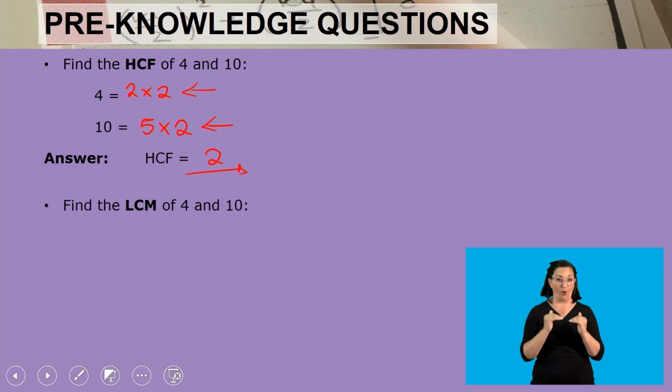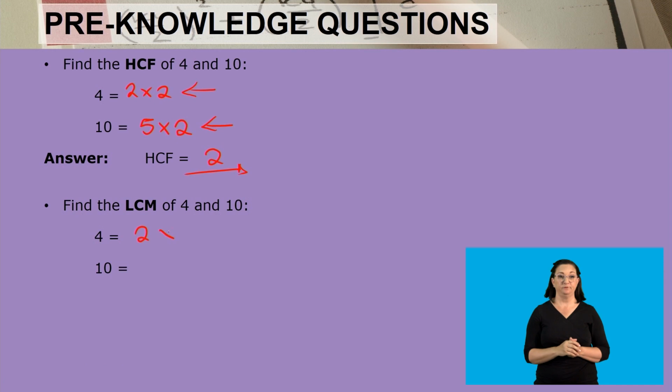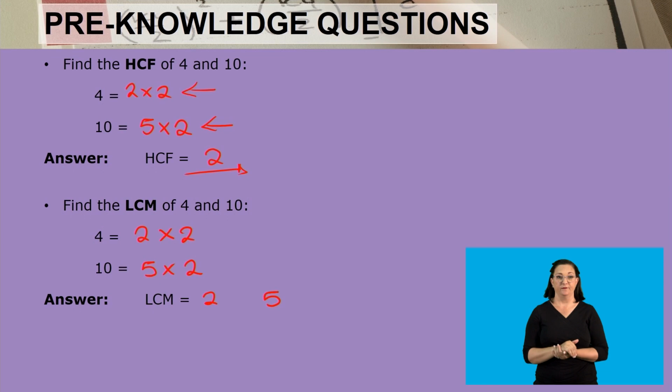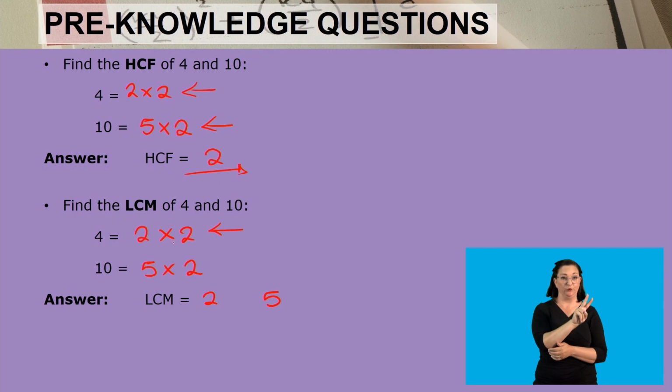Let's look at finding the lowest common multiple between 4 and 10. Again, we're just going to write the 4 and the 10 as their prime factors. If we remember how to find the lowest common multiple, we first write down all the prime factors that I can see, and that is my 2 and my 5, right? There are no other factors. And remember, we do not repeat factors. Then after that, we are going to look for the one with the highest frequency. Again, remember, the 2 appears 2 times here, and the 2 appears once.